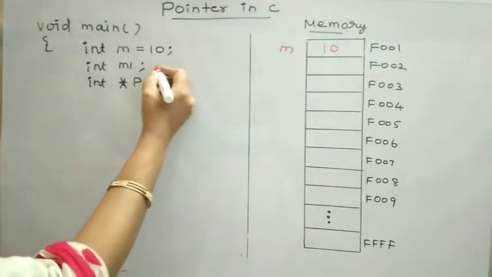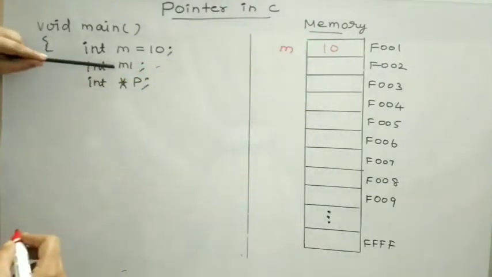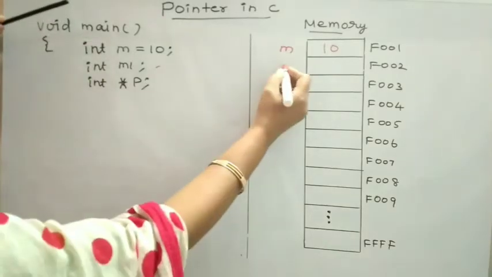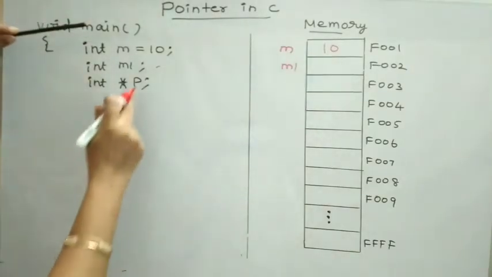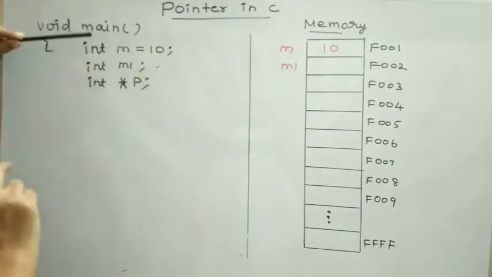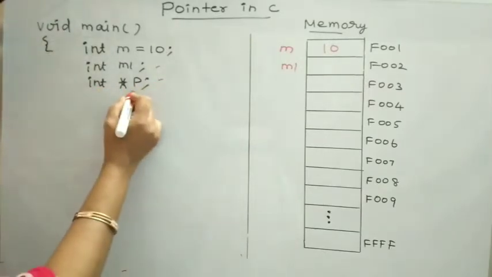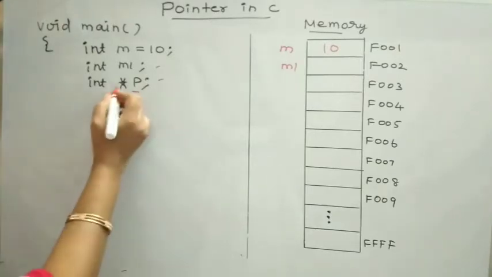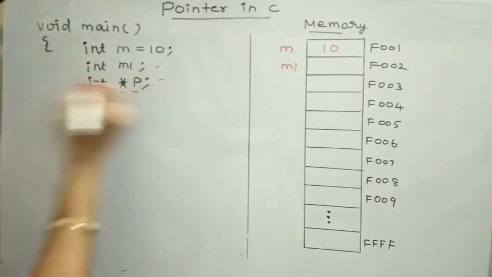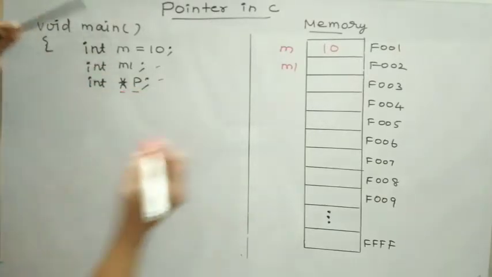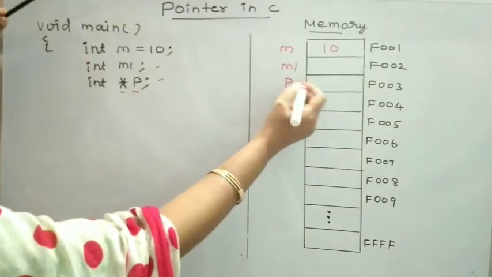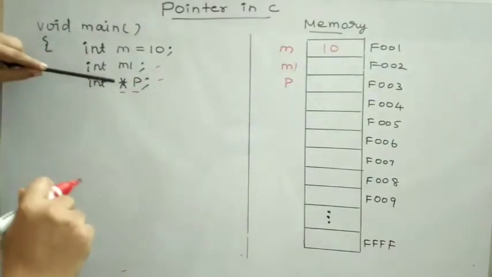While compiling the second statement, it declares a variable m1. So for m1, 1 byte of memory or 1 memory address is allocated or reserved. The third statement declares a pointer variable p. The star prefix specifies p is a pointer variable. For this pointer variable p also, it reserves a memory address.